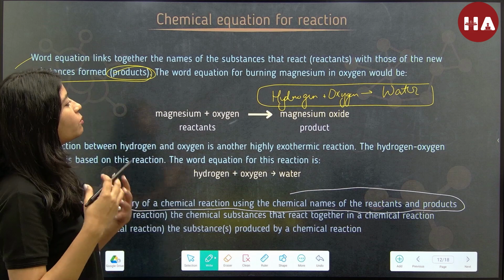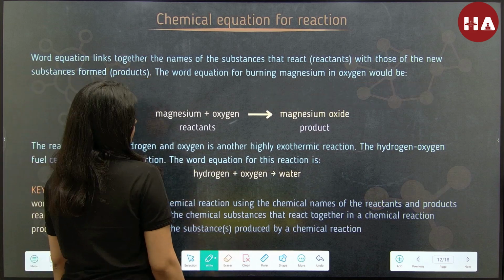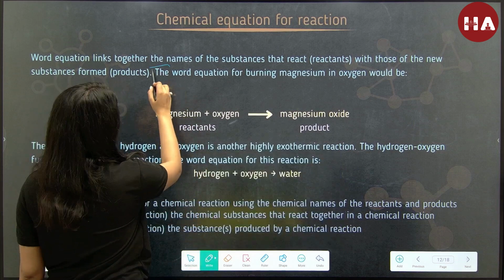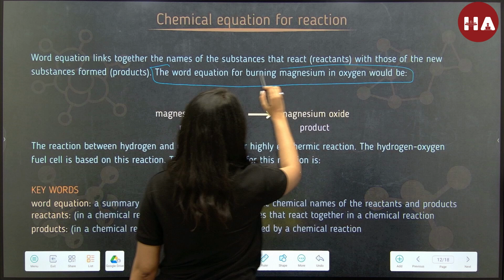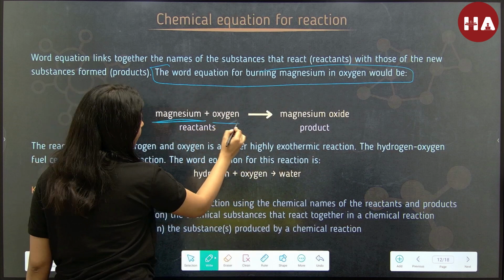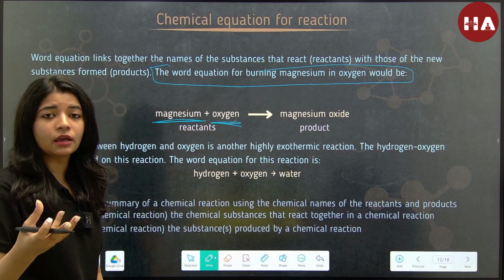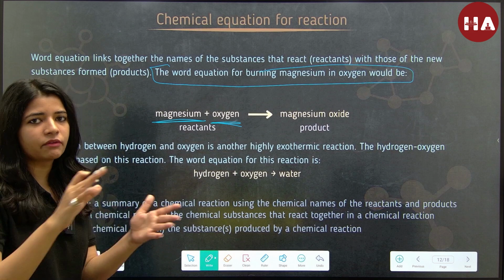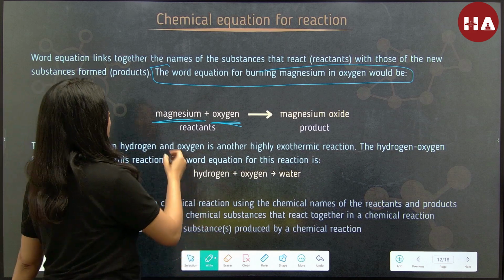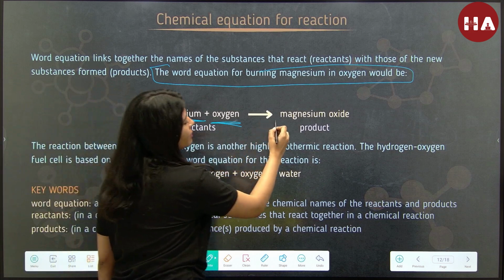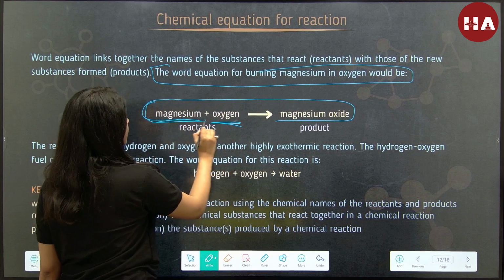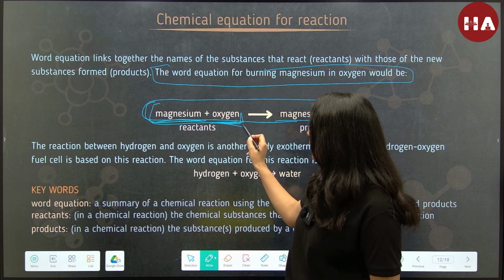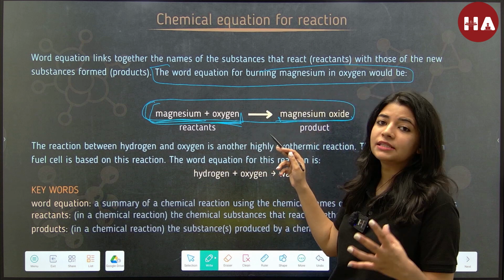The word equation for burning magnesium. So the reaction is given to you. The word equation for burning magnesium and oxygen. So magnesium we will write plus oxygen, because burning of anything is always in the presence of oxygen. If you cut the supply of oxygen, there will be no burning taking place. So magnesium plus oxygen forms magnesium oxide. This is the word equation, in which magnesium and oxygen are reactants and the product which is formed is magnesium oxide.